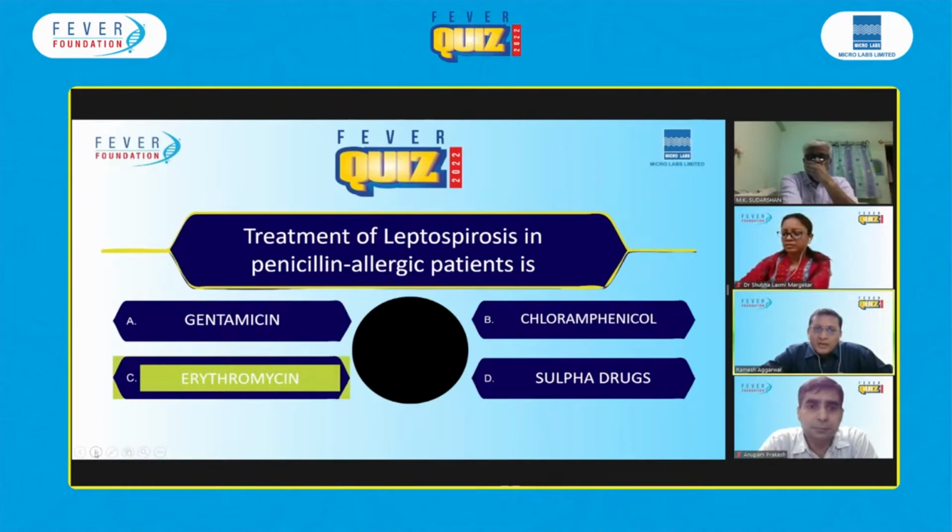In the patients who are not penicillin allergic, the drug of choice is penicillin or ceftriaxone. But here the problem is, if the patient is allergic to penicillin, then which of these drugs is to be used? And this drug will sometimes also be useful in pregnant patients when they develop leptospirosis. So erythromycin is the right choice in penicillin allergic patients for treating leptospirosis. Computer ji, are we ready with the results? How many students have been able to answer this question correctly?